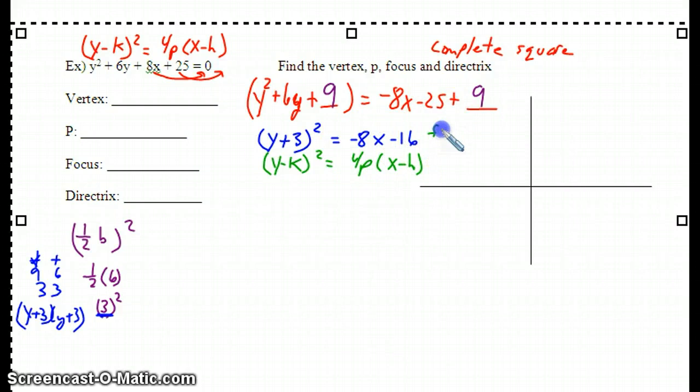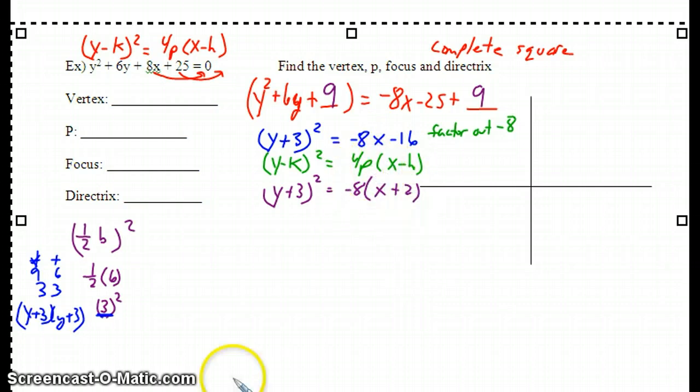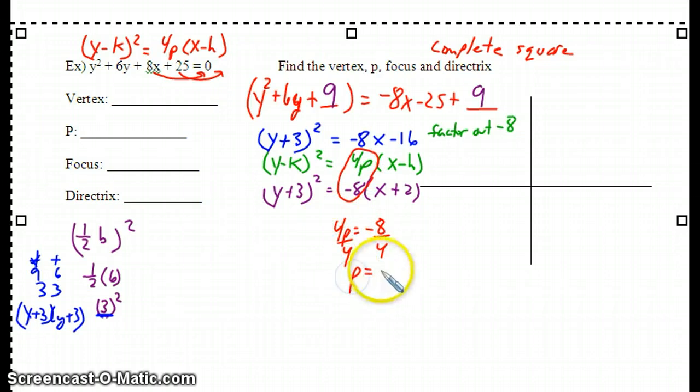So let's see, I'll write that over here. Factor out negative 8, so I can get this just to be an x plus or minus something. So if I do that, this side won't change. Factoring out a negative 8 leaves me with an x plus 2. Now I can line these up and recognize that 4p is equal to negative 8. So p would be equal to negative 2.